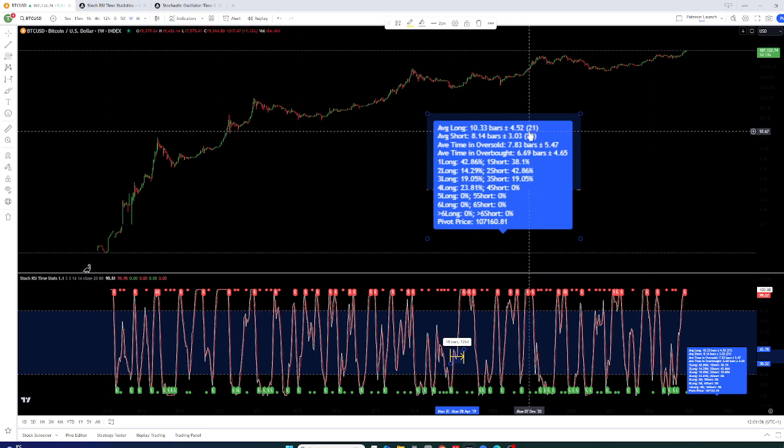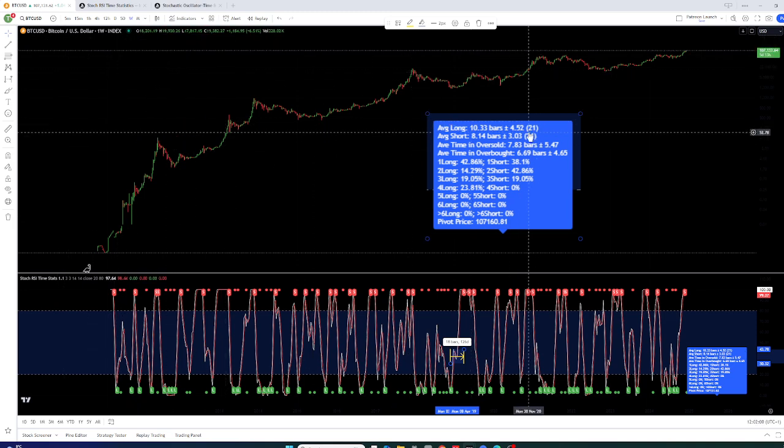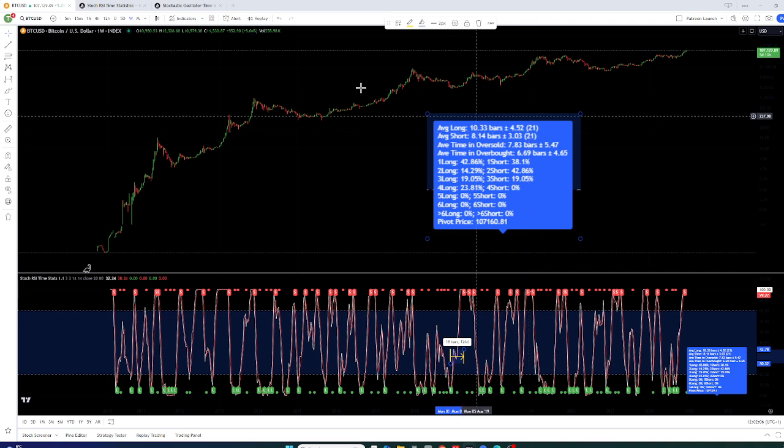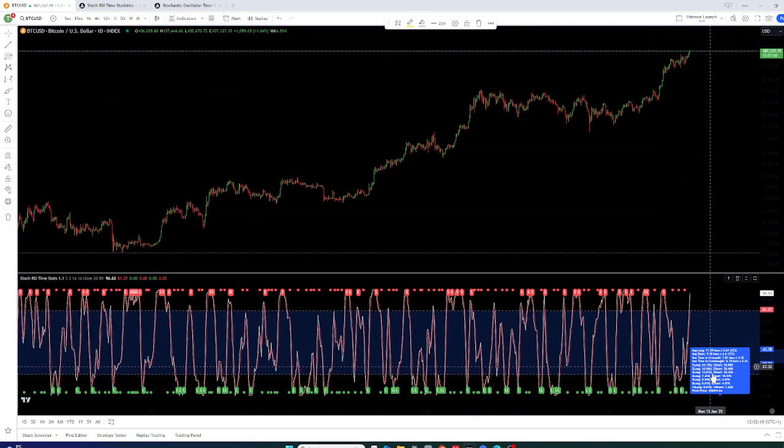Also presented in these statistics is the sample size. And so in this case, on a weekly time frame on the Bitcoin index, you can see there have been 21 occasions where there's been a long from the oversold region up to the overbought area. Of course, as you change time frames, the frequency or the sample size increases. So on the daily time frame, we've got 123 samples.